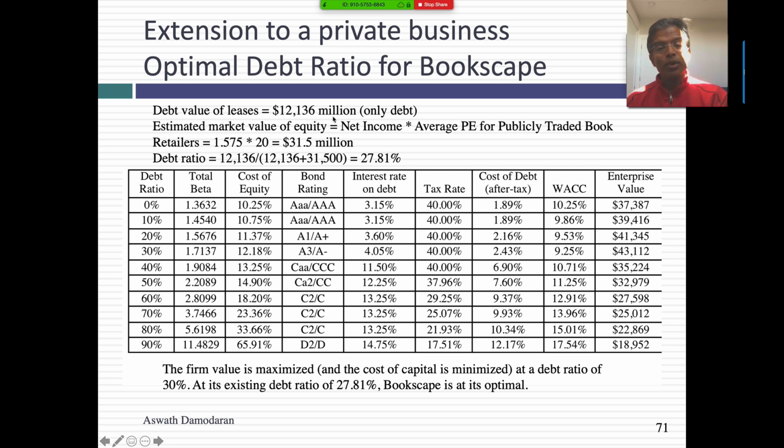It says 12,136 is actually 12.136 million and 31.5 million. So basically my debt ratio right now is 27.81%. I tried to compute their optimal.